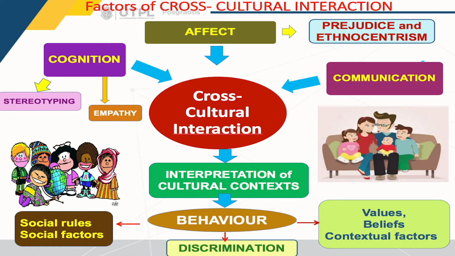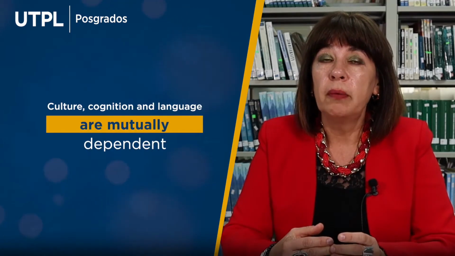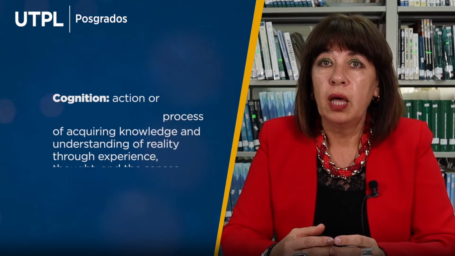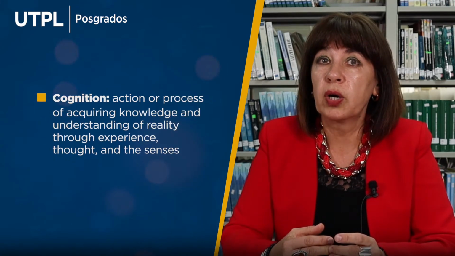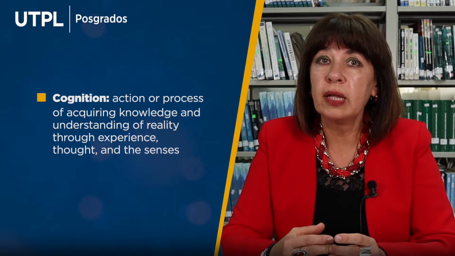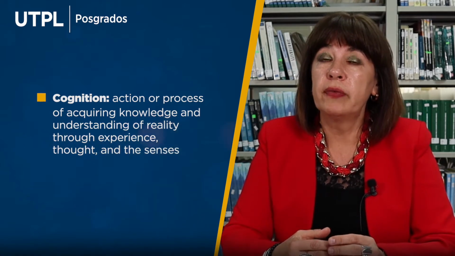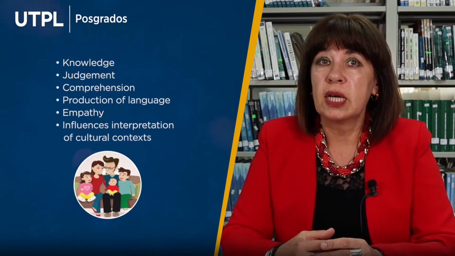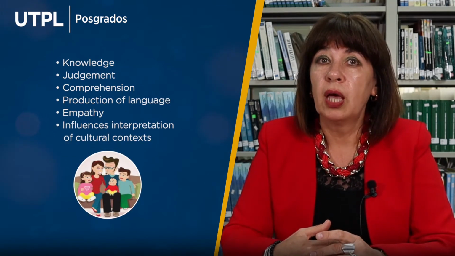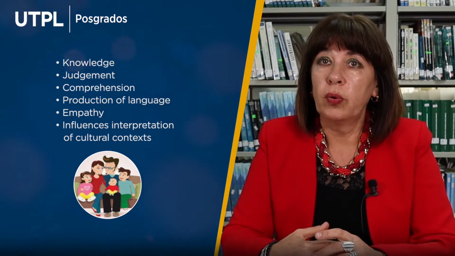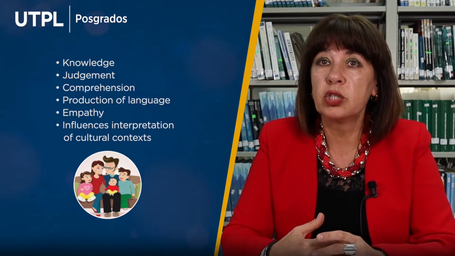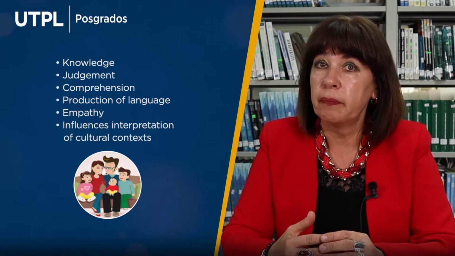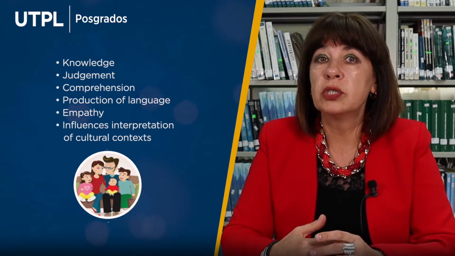These factors determine the types of perspectives in a multicultural interaction. Human cognition is culturally dependent and explains the ways we communicate within the linguistic society and contributes to creation of our collective identity. Culture, cognition, and language are mutually dependent. Cognition refers to the mental action or process of acquiring knowledge and understanding of reality through experience, thought, and the senses. It guides processes such as knowledge, judgment, comprehension, and production of language, empathy, or the projection of one's own personality into the personality of another in order to understand him or her better, and influences interpretation of cultural contexts.